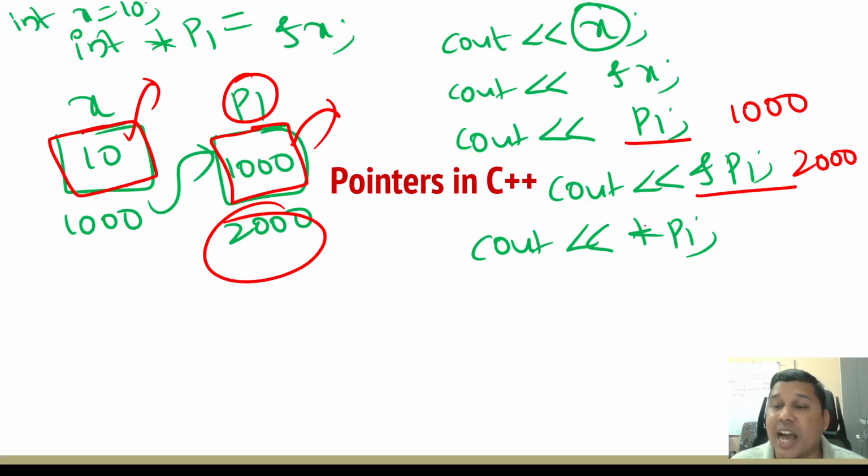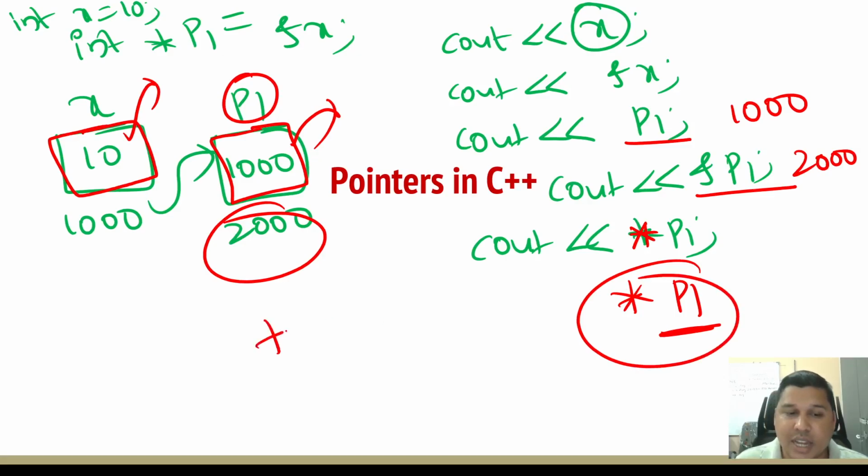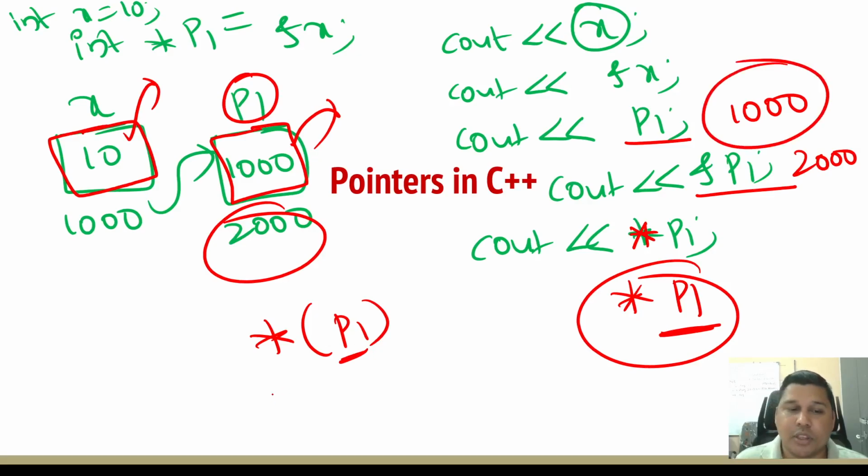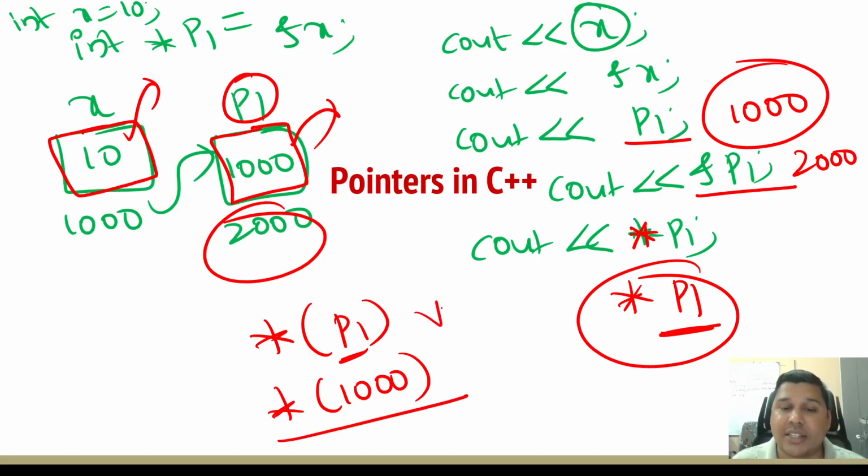And the last one, star p1. Star p1 means, now how to decode this? It is star of p1. What is p1 value? 1000. So it means star of 1000. The meaning of star of 1000 is value at the address. Value at the address 1000.